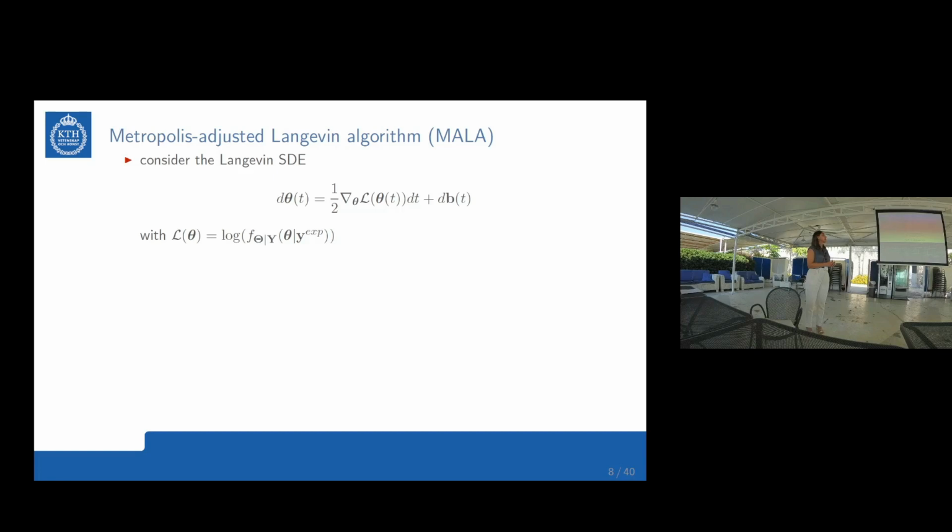So what we can do is use a modification of this algorithm, that is the Metropolis adjusted Langevin algorithm, abbreviated as MALA. Here we consider the Langevin stochastic differential equation, where, as you can see, we have this drift term, that is the gradient in theta of this log posterior distribution. And this means that this process for theta will lead theta towards regions of higher posterior probability. And in regions of higher posterior probability, the acceptance probability is higher. So we avoid this problem of rejecting a lot of samples.